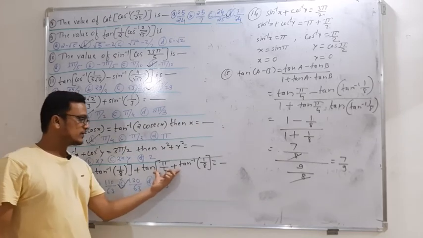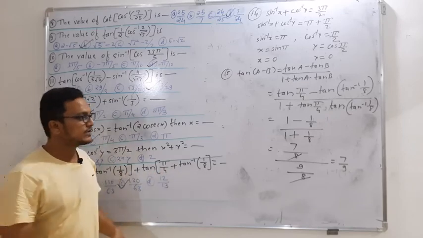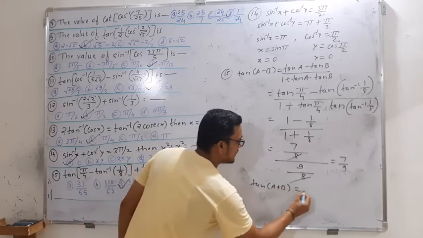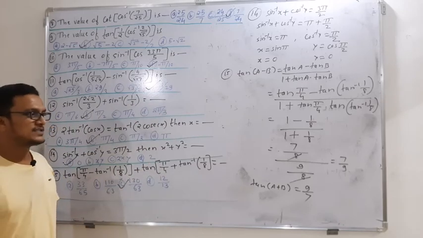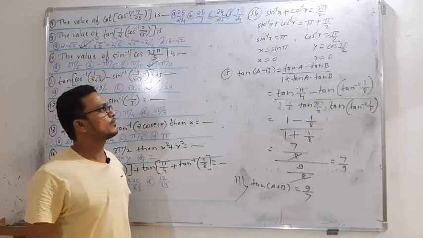Then similarly we have to calculate for the second part. Which formula? Tan of A plus B. When you calculate for tan of A plus B, you will get the answer 9 by 7. Please calculate this part using the tan of A plus B formula.